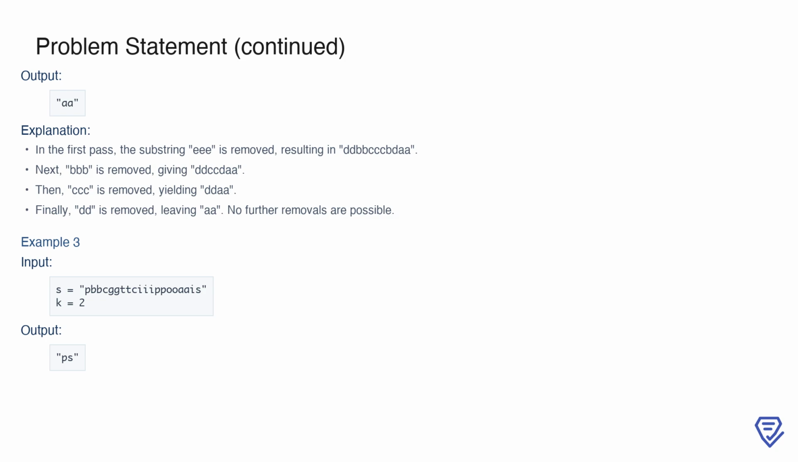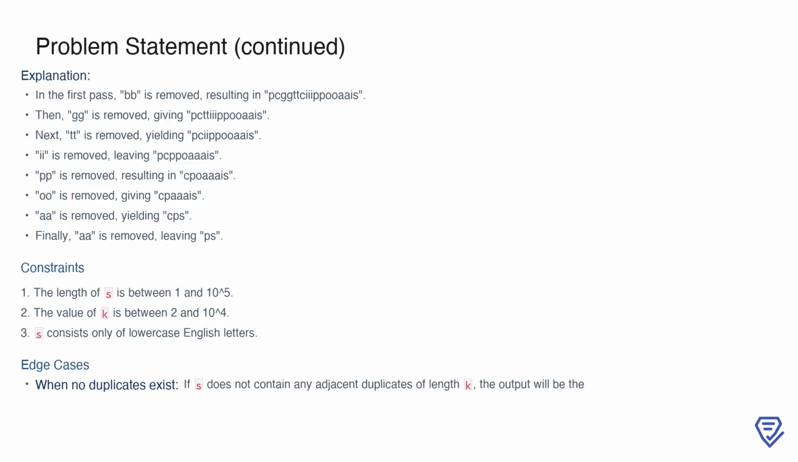Now let's explore a slightly more complex example. In the third example, the input is s equals psitsipoepois and k equals 2. First, the substring bb is removed, leaving psitsipoepoes. Then, gg is removed, resulting in ptiapoepoes. Next, tt is removed, giving psiapos. The group 2 is then removed, leaving ppois. After that, pp is removed, producing poais.